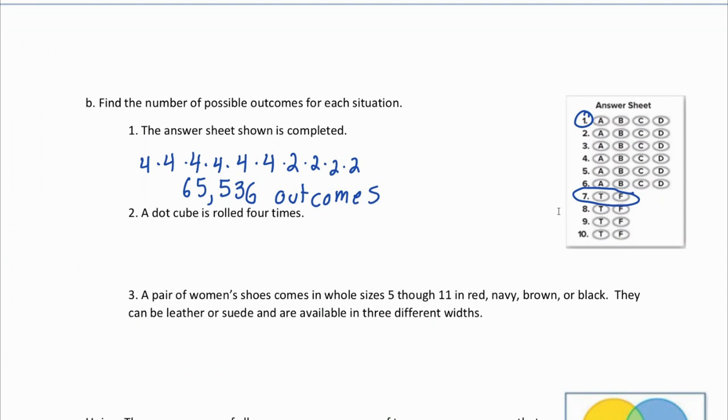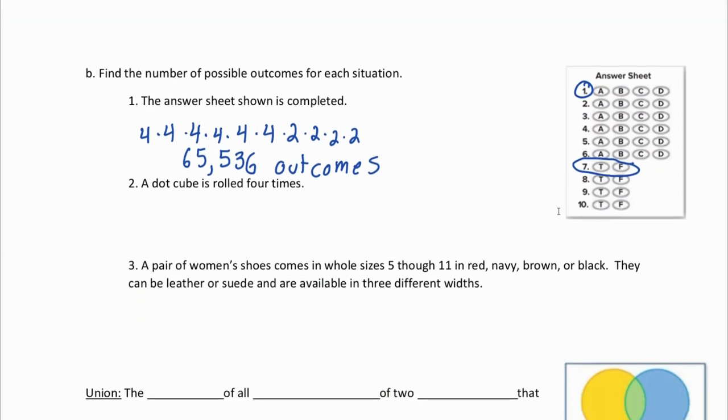Okay. So this next one is totally separate. It says a dot cube is rolled 4 times. So again, this is talking about just a normal number cube, 1 through 6, if you're rolling a dice. Well, on that first roll, we have 6 outcomes, 1 through 6. On that second roll, we still have 6 outcomes. We have 6 outcomes on the third and 6 outcomes on the fourth. And so that would give us the total number of outcomes, which is 1,296 outcomes.